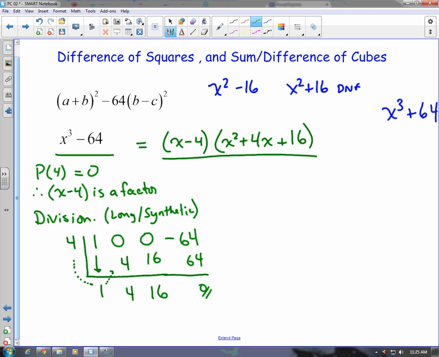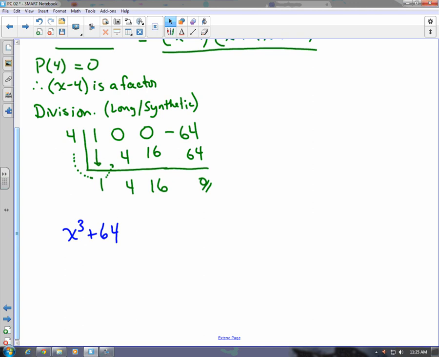Now, before we look at a shortcut, I want you to try the same process with x cubed plus 64. First of all, thinking, what number, if I evaluate it, will give me 0?